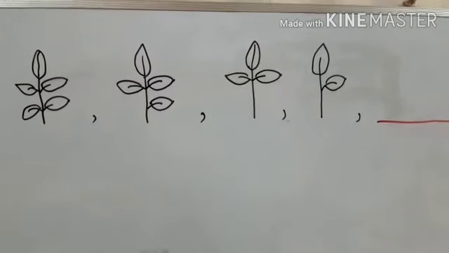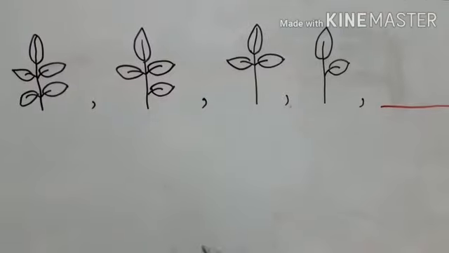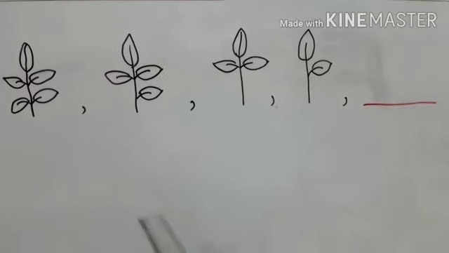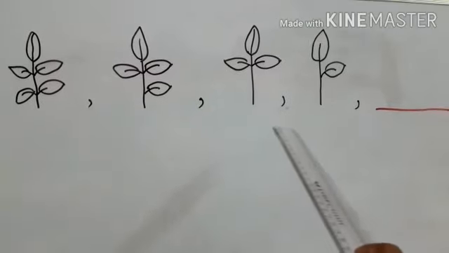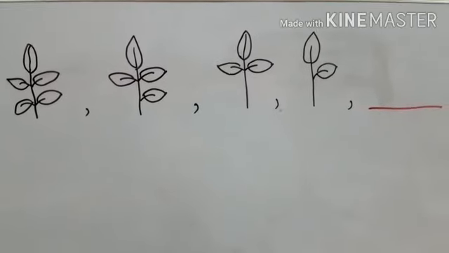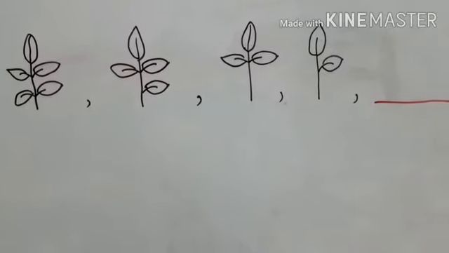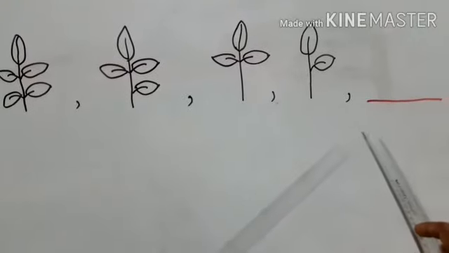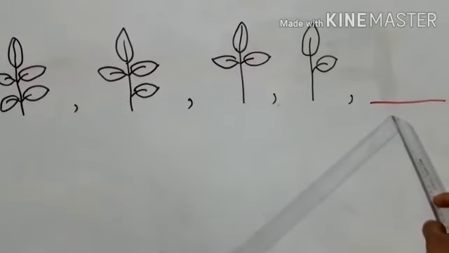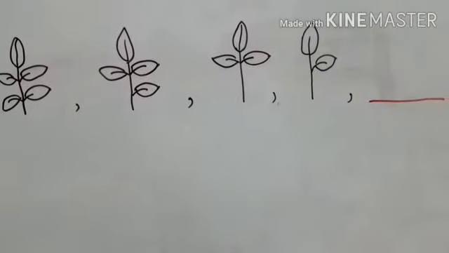Now look at this set of patterns. Here this is another form of growing pattern. Here it is in reverse order. You can see it is in reverse order. So children, this question I will not solve. You will solve it by yourself. Okay. What figure will be here, you will do yourself. Okay children.